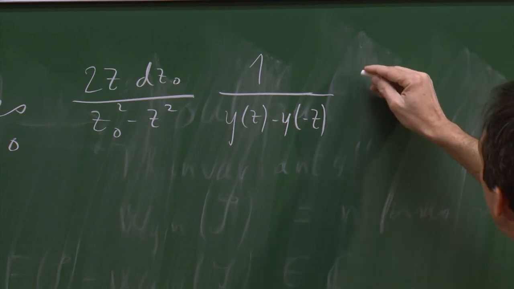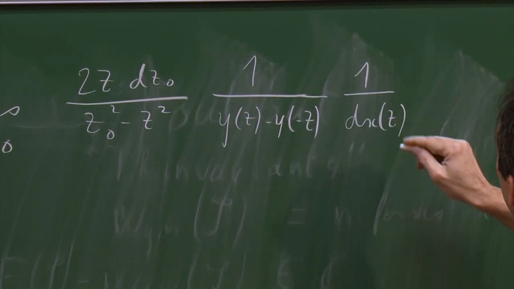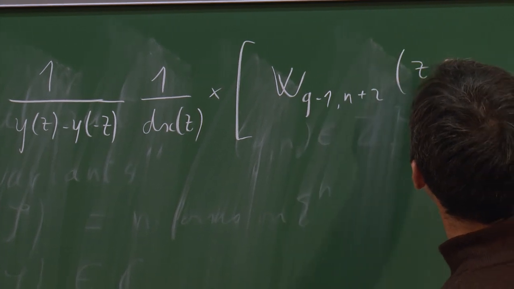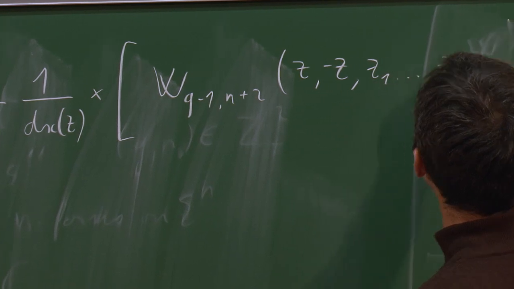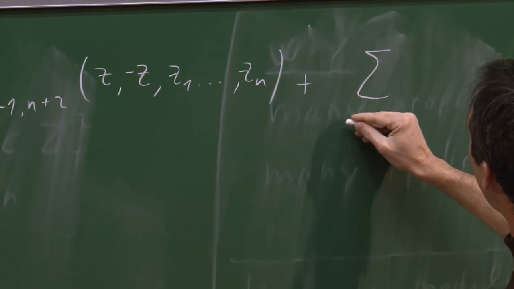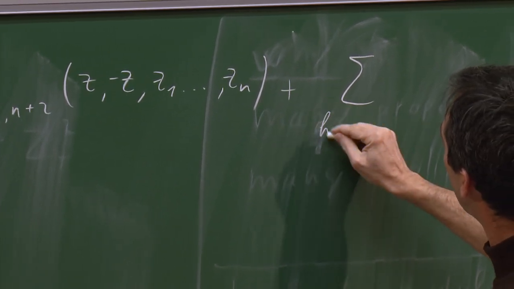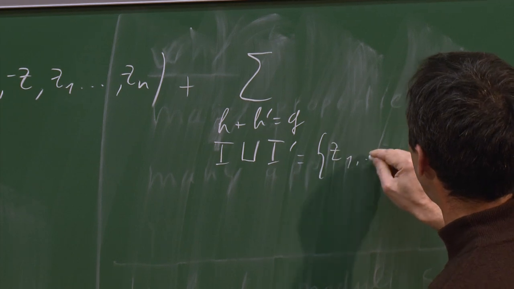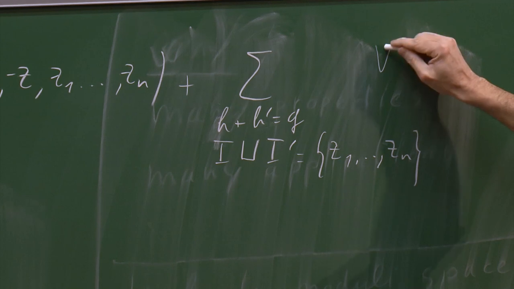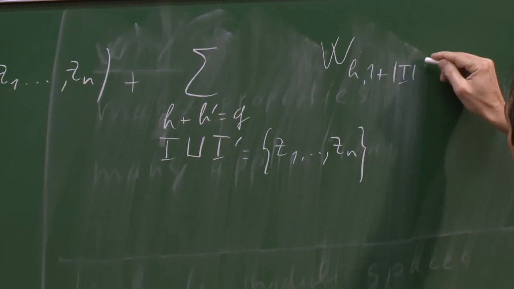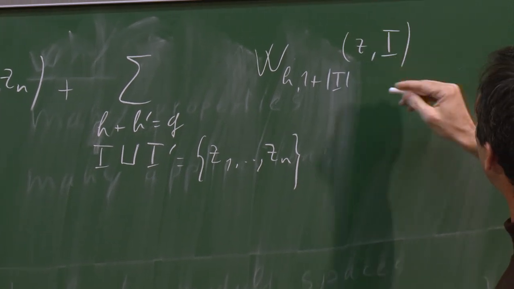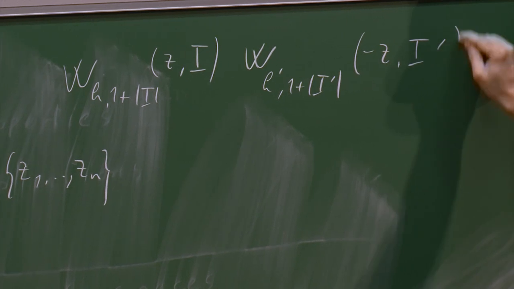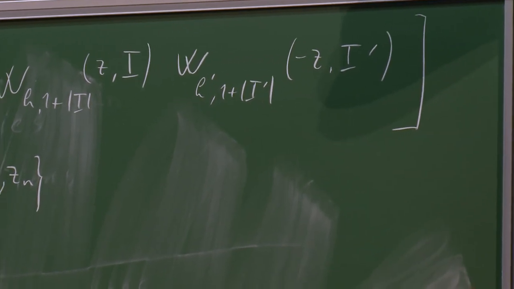1 over, let me write dx of z, times W g minus 1, n plus 2 of z, minus z, z1 through zl, plus the sum over h plus h prime equals g, over I, of the product W h, 1 plus cardinal of I, z, z_I, W h prime, 1 plus cardinal of I prime, minus z, z_I prime, close the brackets, and here I will put a prime.